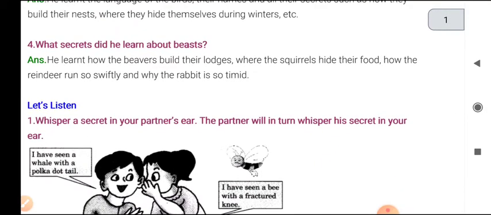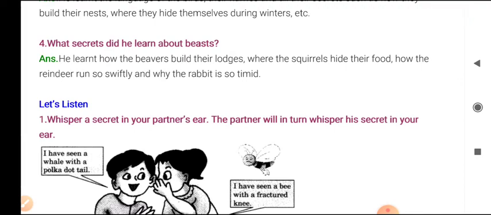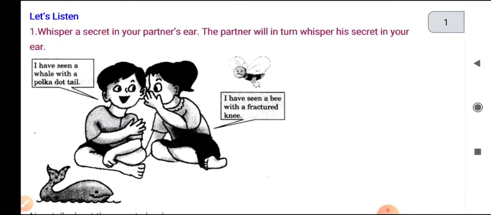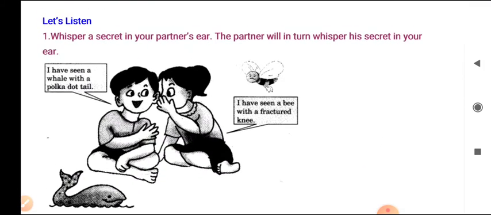What secrets did he learn about beasts? He learned how the beavers build their lodges, where the squirrels hide their food, how the reindeer run so swiftly, and why the rabbit is so timid. Next exercise, let's listen. Whisper a secret in your partner's ear. The partner will in turn whisper his secret in your ear.